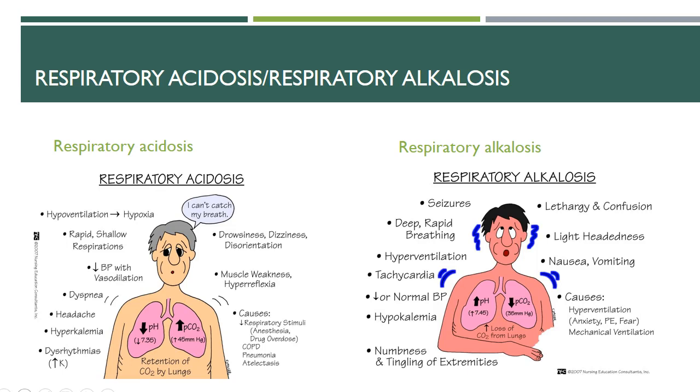Then we have respiratory acidosis and respiratory alkalosis. With respiratory acidosis, our pH is going to be low and our CO2 is going to be high, and then our bicarb is either normal or high. The cause is inadequate excretion of CO2, so an example could be a foreign object aspiration. Our CO2 builds up because we're hypoventilating. Sedative overdose, our CO2 builds up because we're hypoventilating. Our diaphragm could not be working correctly, and so our CO2 builds up because we're hypoventilating.